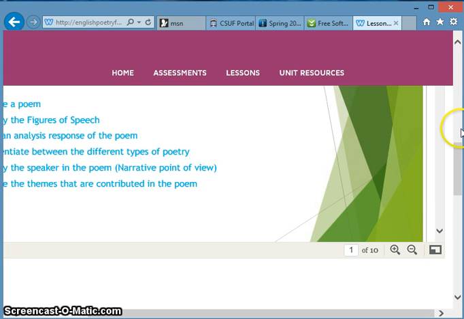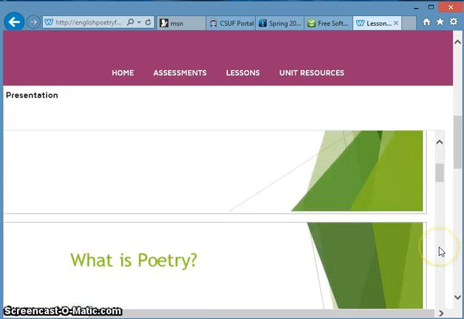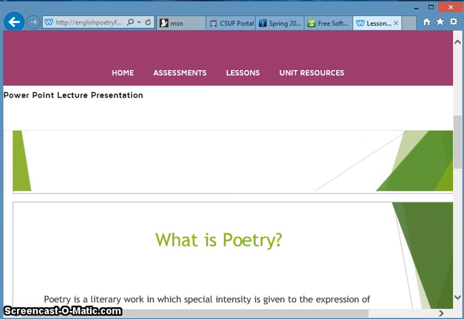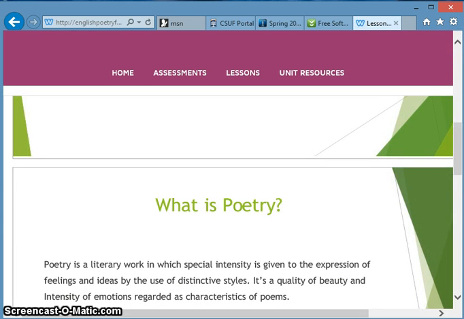Also, students can look at these slides. If they go to the top of the page and then scroll down, they can see the rest of the slides. For instance, this slide contains the definition of poetry that students should know so they can understand the importance of poetry.